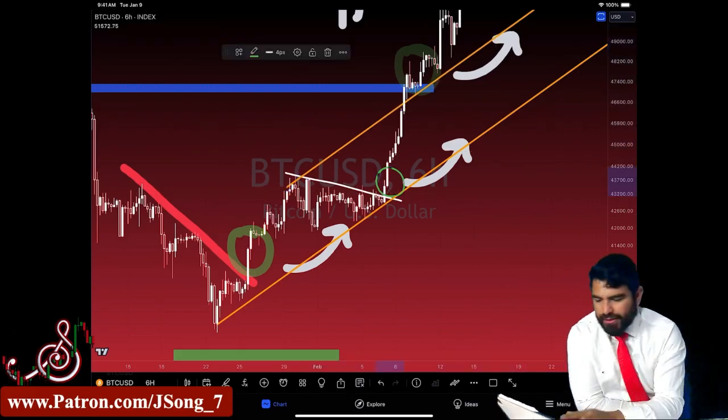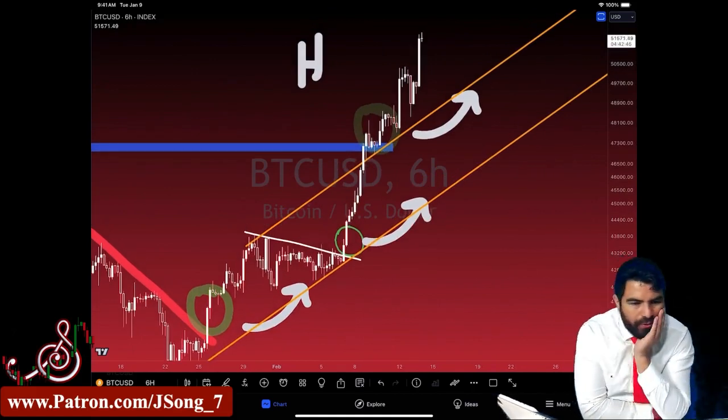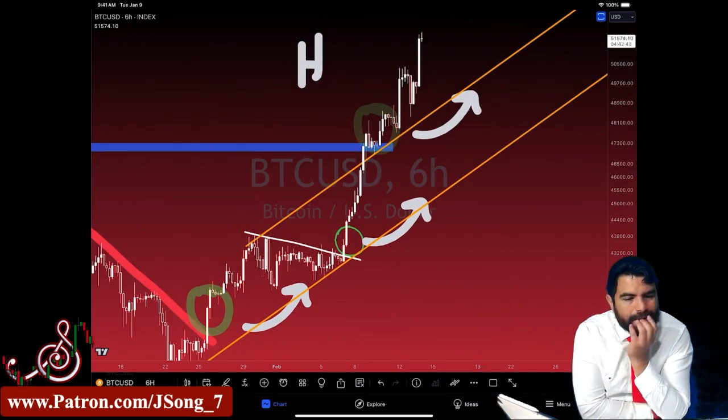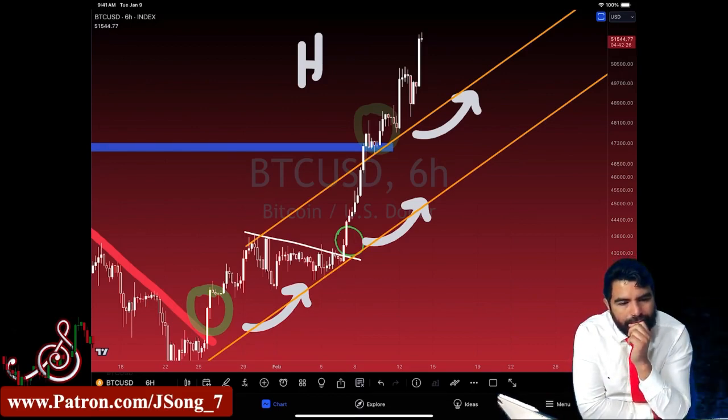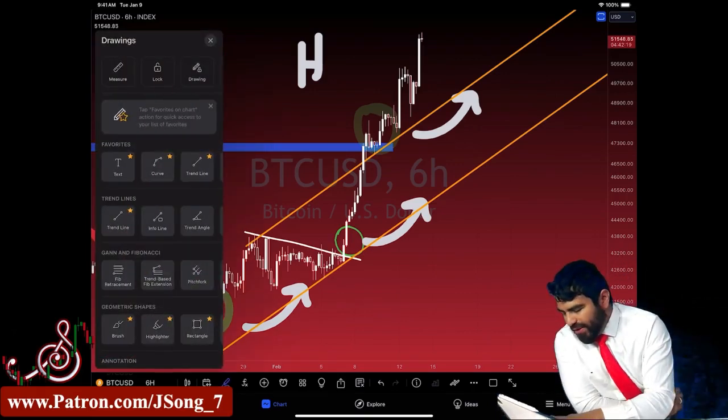What does this tell us? Can somebody tell me? Anybody want to take a stab at it? Your friends are sitting next to you on your charts. You drew this. How do you read this? When we touched it a few times, it gave us confirmation that there was strength. That's right. When we touched it a few times, there was strength.